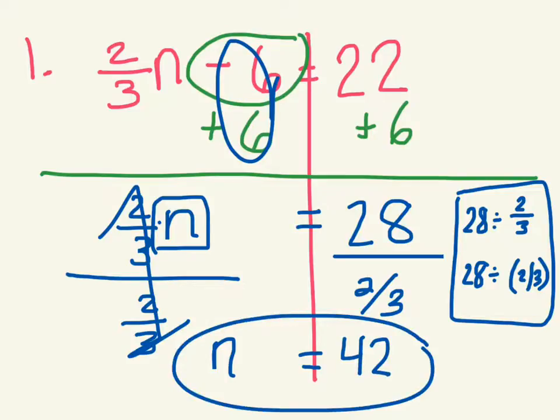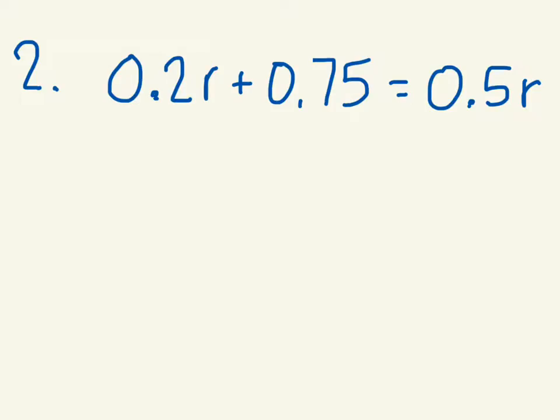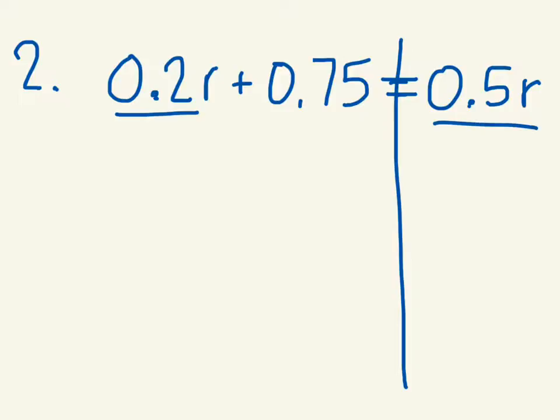So that's my answer. Same exact process, I just had to insert a fraction instead of a whole number into my calculator. Okay, let's do example number 2. Now here's my example number 2. This one's going to be a little bit different because as you can see, I have an x on both sides. And I need to get that down to just one side.